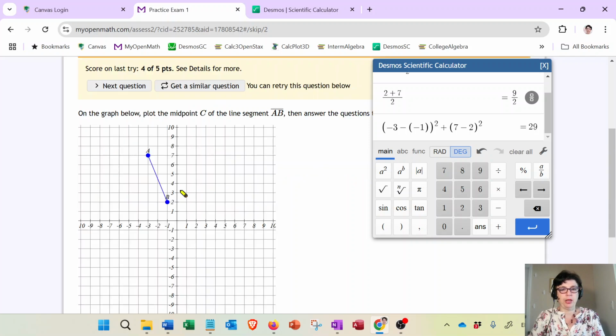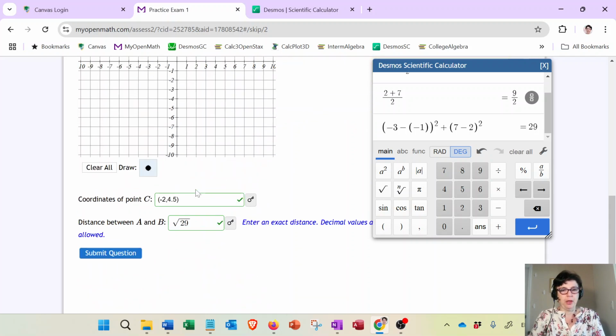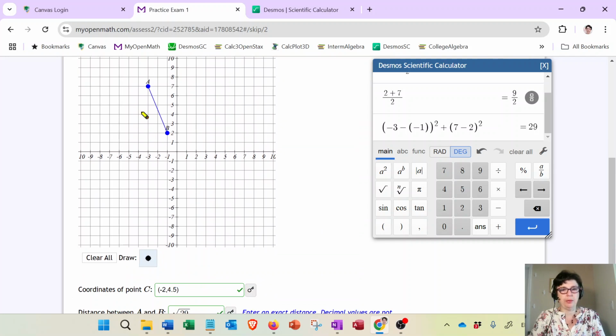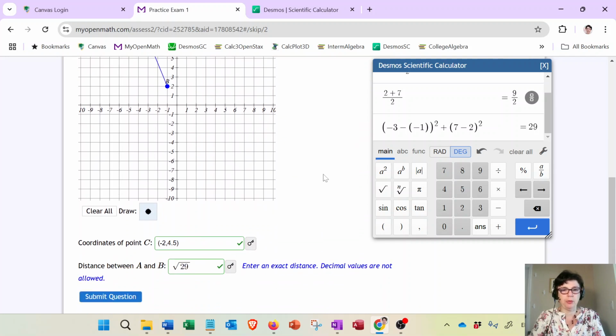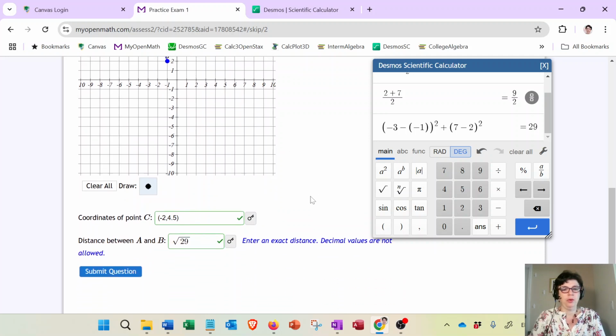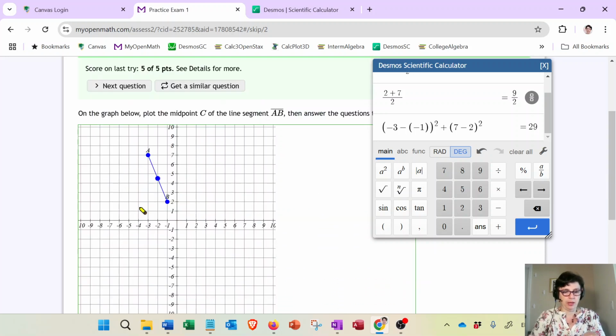Okay, and so now in here, I will just type square root of 29, and let's submit just to check our answer. And it looks like everything is fine, but I forgot to put C on the plot because it wants me to put the C on the plot, the midpoint. So it's going to be -2, 4.5. So that would be like right here. Okay, so now let's submit again, and now everything is good.